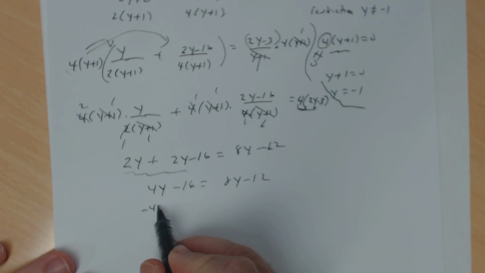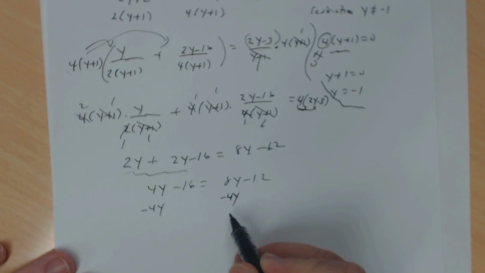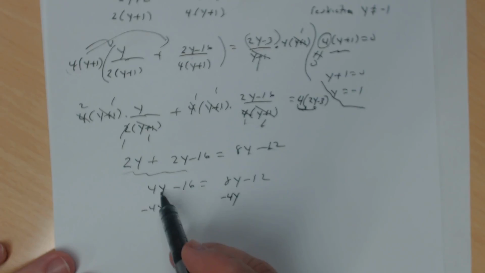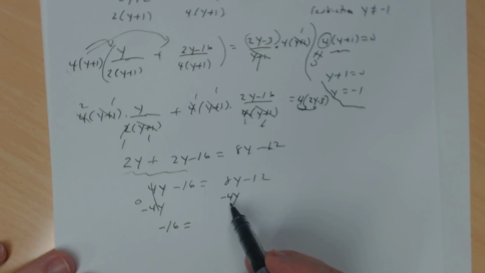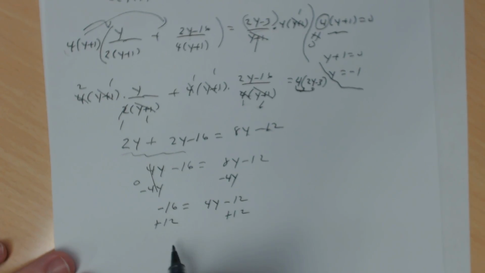Now subtracting 4y from both sides, I get 4y minus 4y is 0. 0 minus 16 is a negative 16 equal 8y minus 4y is 4y, minus 12. And then adding 12 to both sides, a negative 16 plus 12 is a negative 4. So I got negative 4 equal 4y.